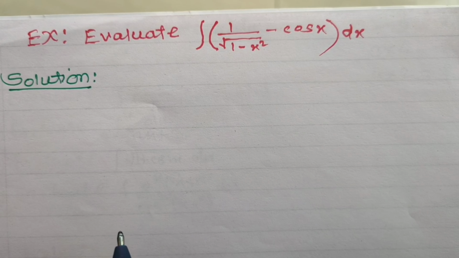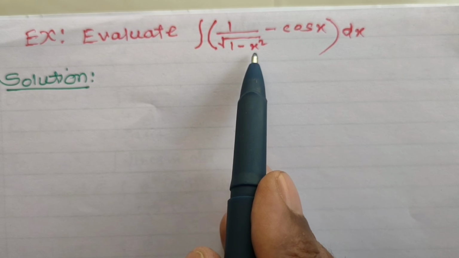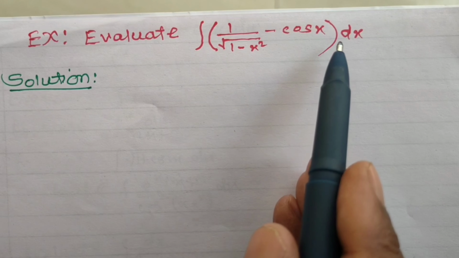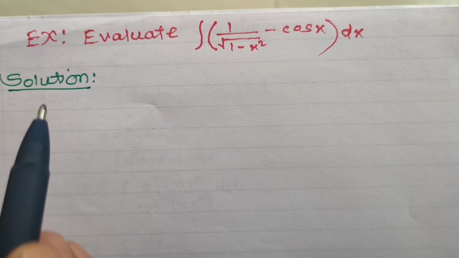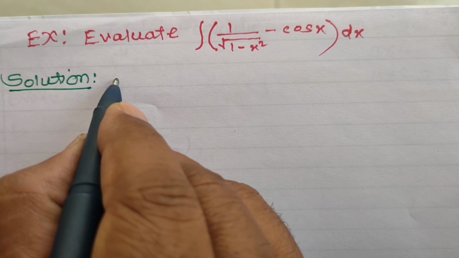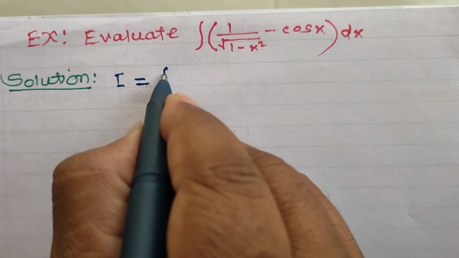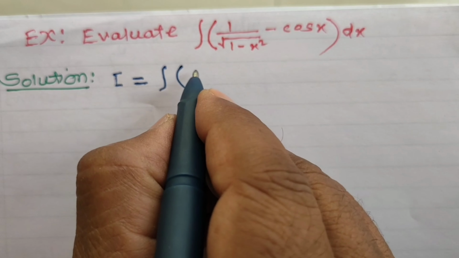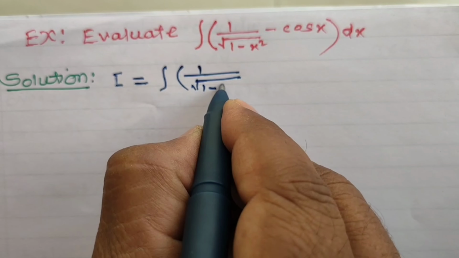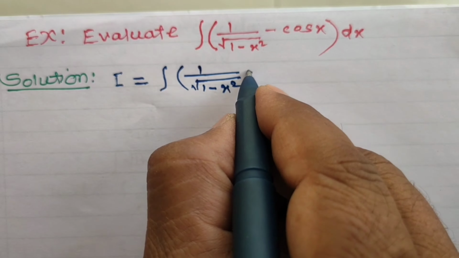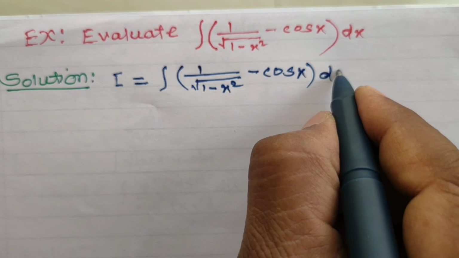Hello everyone. Let us evaluate this integral of 1 upon square root of 1 minus x squared minus cos x, integral with respect to x. So the solution for this: let us represent the given integral as I, which is equal to the integral of 1 upon square root of 1 minus x squared minus cos x, with respect to x.